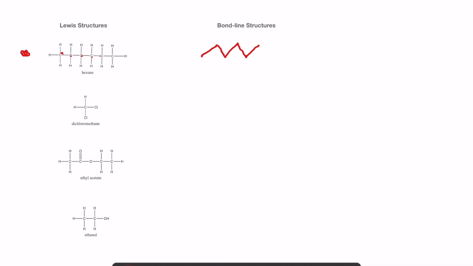Let's do dichloromethane since it's a little bit different. So we have 1 carbon, so that's just a dot. And then we need to draw the 2 chlorine atoms specifically.